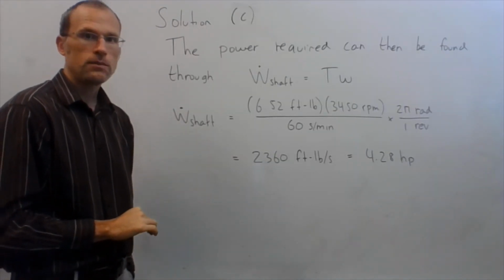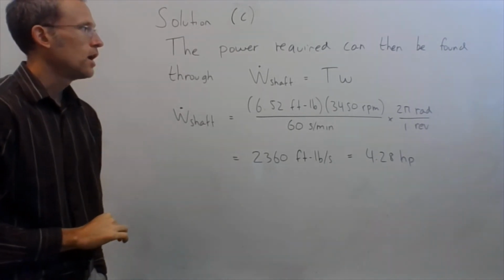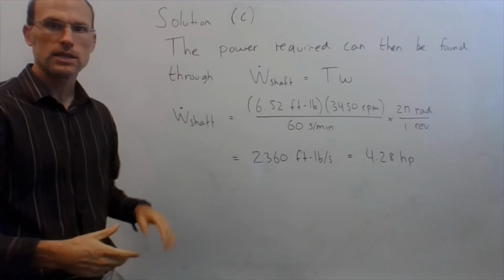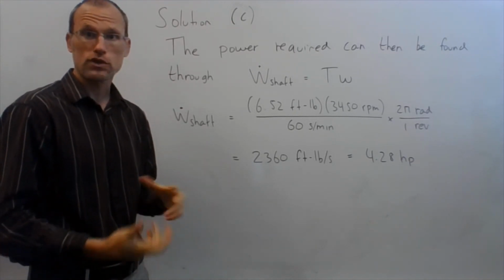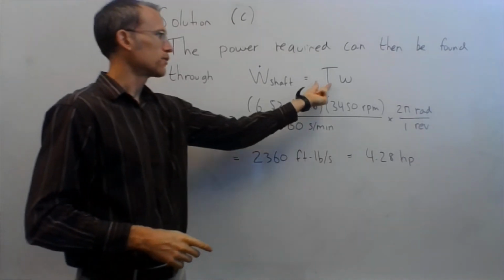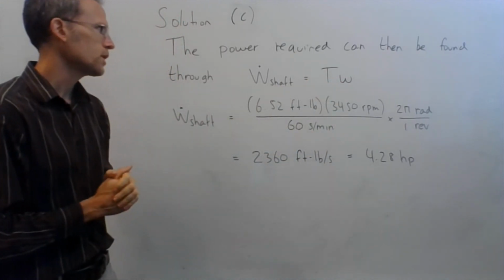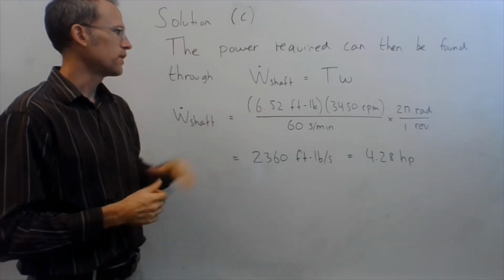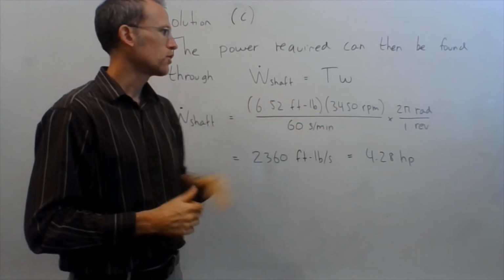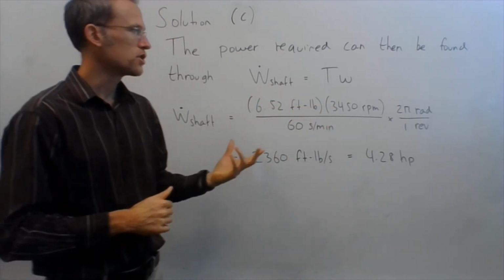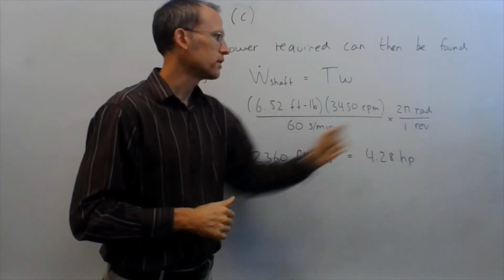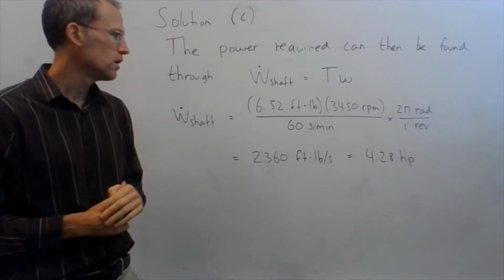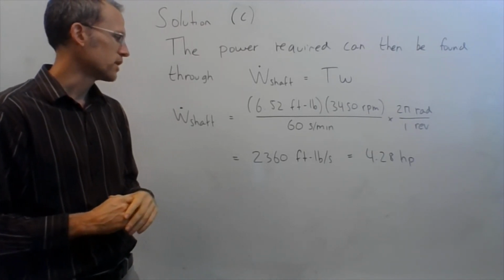And then finally for part C, I want to find the power required. You can find power by taking the torque and multiplying it by angular velocity. So again, similar to the linear version of power, force times velocity, I have angular force times angular velocity. So my shaft torque, just found that at 6.52. Angular velocity, 3450 RPM. But again, change that into radians, so 2 pi radians per revolution, and I need that in per second. So divide by 60 seconds per minute there.